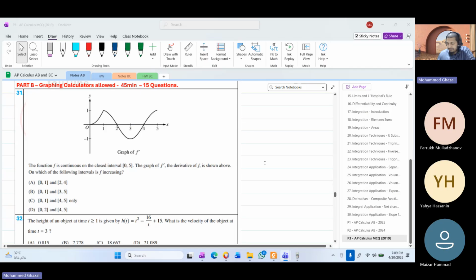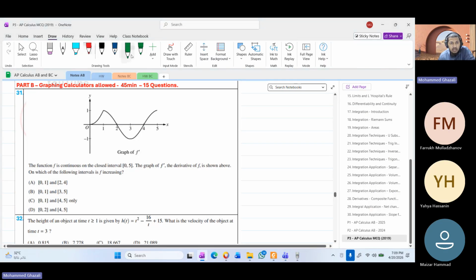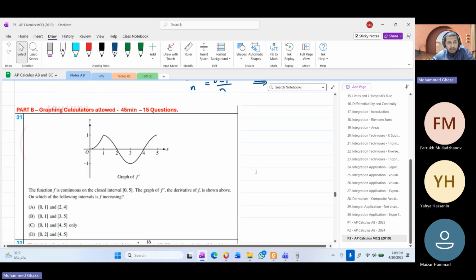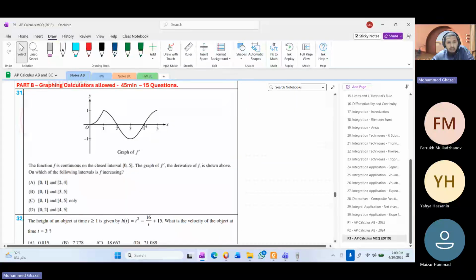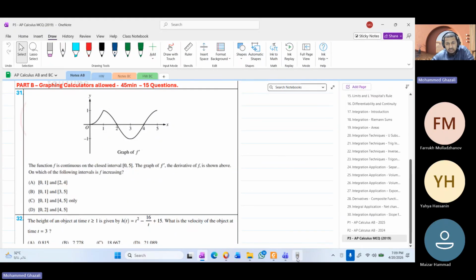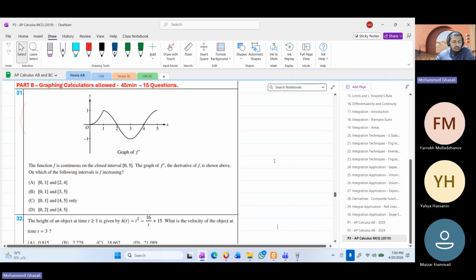So in part B, graphing calculators are allowed. It's 45 minutes and we have 15 questions, numbered from 76 to 90. I just relabeled them as 31, 32, 33 and so on, right up to 45. So we've done up to question number 30. In part B now, graphing calculators are allowed. Make sure your calculator is in front of you. Now let's start with this question.